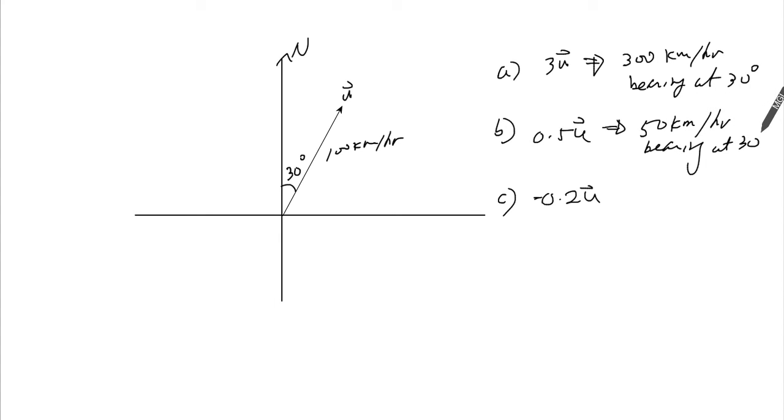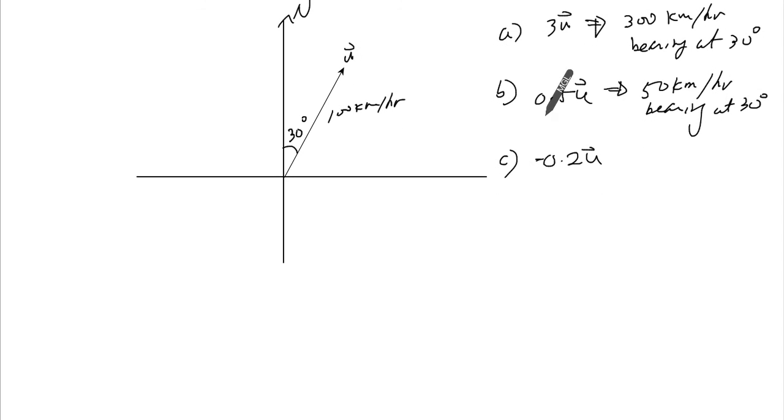Yep, 30 degrees, okay. And minus 0.2, okay, so 0.2 times 100 gives you 20. This is 20 kilometers per hour, but now we're going in the opposite direction. We're going this way. So the bearing will be, right, not 30, but 30 plus 180, which is 210. So bearing at 210 degrees.